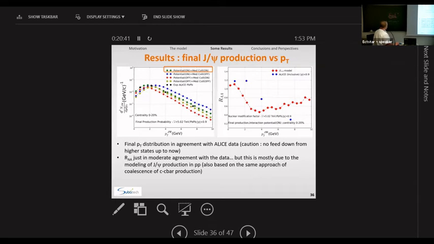Now, let me go to other observables. This is the final J/psi production as a function of pT. So here, what you should look at is basically the comparison between the green dots, which represent the full model, and the black dots for ALICE. And you see a pretty good agreement, which has to be taken with a grain of salt because we have no feed down from higher states right now in the model. If we look at the RAA, agreement is less good. And this is mainly due to the fact that the equivalent production in pp does not fit as well within this coalescence approach. And we decided to stick to the model both for the AA and the pp.